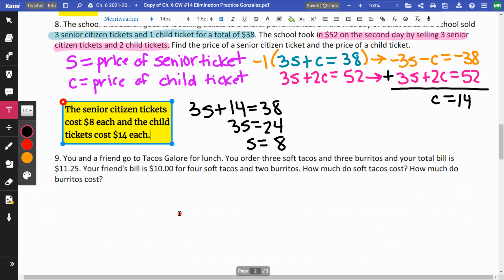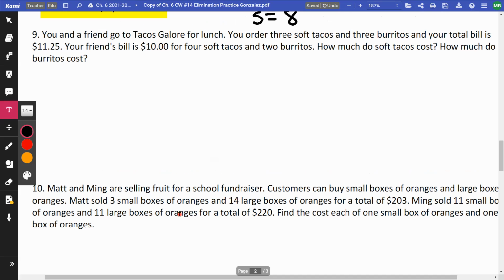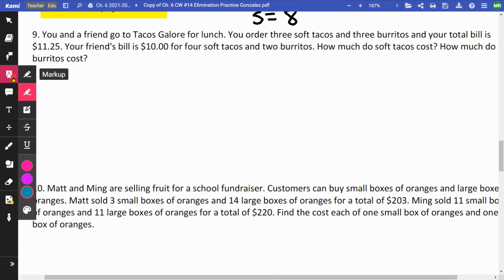Okay, on number 9. You and a friend go to Tacos Galore for lunch. You order 3 soft tacos and 3 burritos, and your total bill is $11.25. Your friend's bill is $10 for 4 soft tacos, 2 burritos. How much do soft tacos cost? How much do burritos cost?